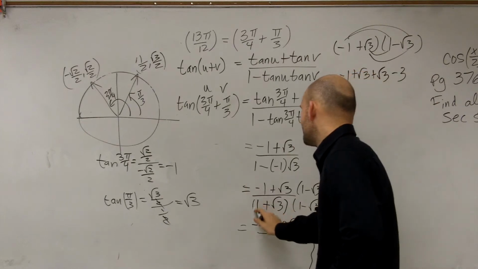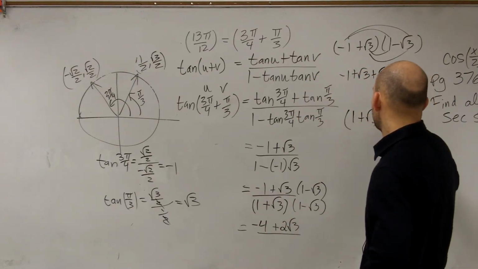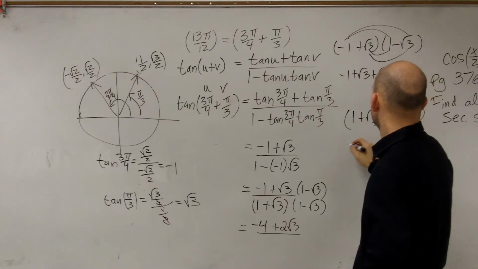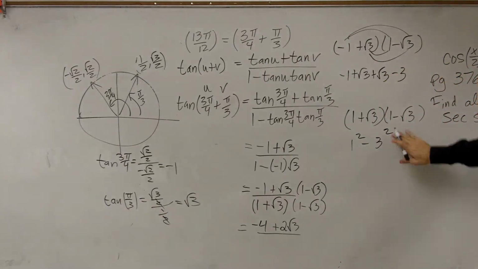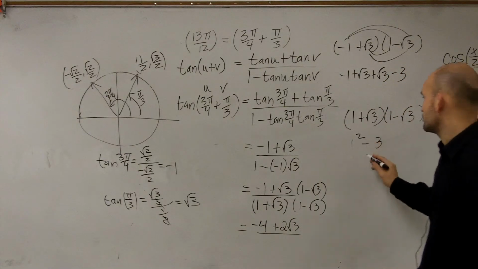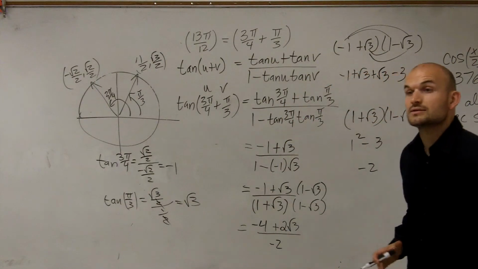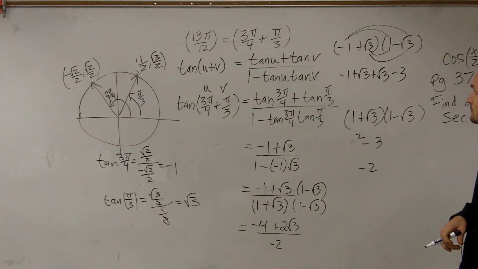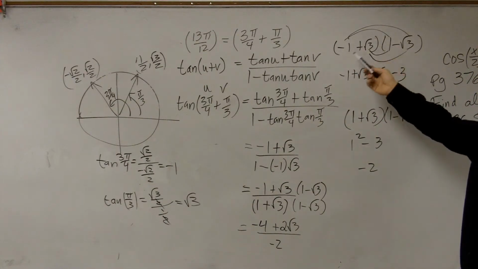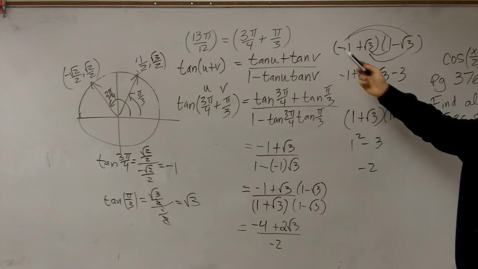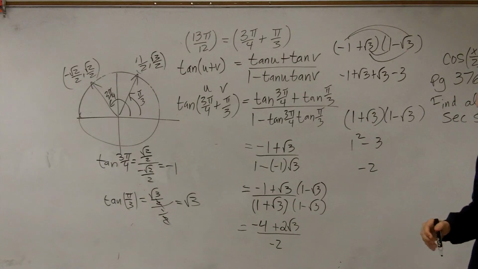Here, we have a difference of two squares. So 1 plus square root of 3 times 1 minus square root of 3 gives you 1 squared minus 3, which equals negative 2. Why isn't the top one a difference of squares? Because remember, your first two terms have to be the exact same number squared, and they have different signs. It's close, but that's why it doesn't cancel out. So now I have a difference of two squares, which is 1 minus 3, giving you negative 2.